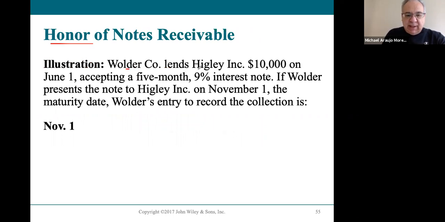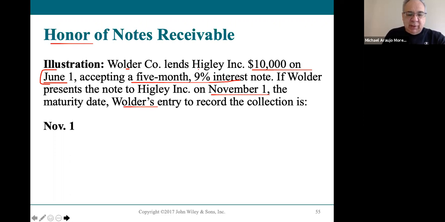Wolder Company lends Higley $10,000 on June the 1st. That's for a 5-month, 9% note. So 5 months, it's June the 1st, you simply start counting months. The maturity date is November the 1st. So what's Wolder going to enter into its records once they get paid for this?